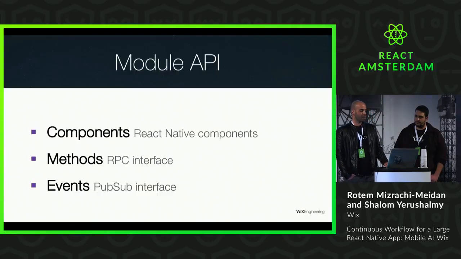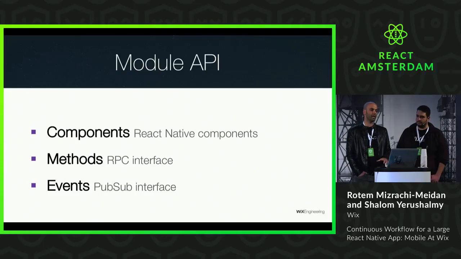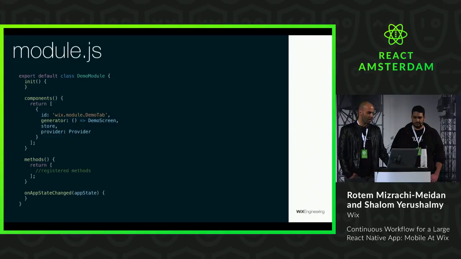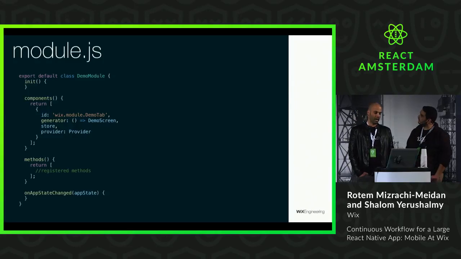So the module API is the app's way of registering and communicating between the modules. It lets each module define its API, export components, methods, and register for app-wide events. So every module declares its own API. It has a few lifecycle hooks like init and onAppStateChange. And it exposes components for making components from that module accessible to other modules.